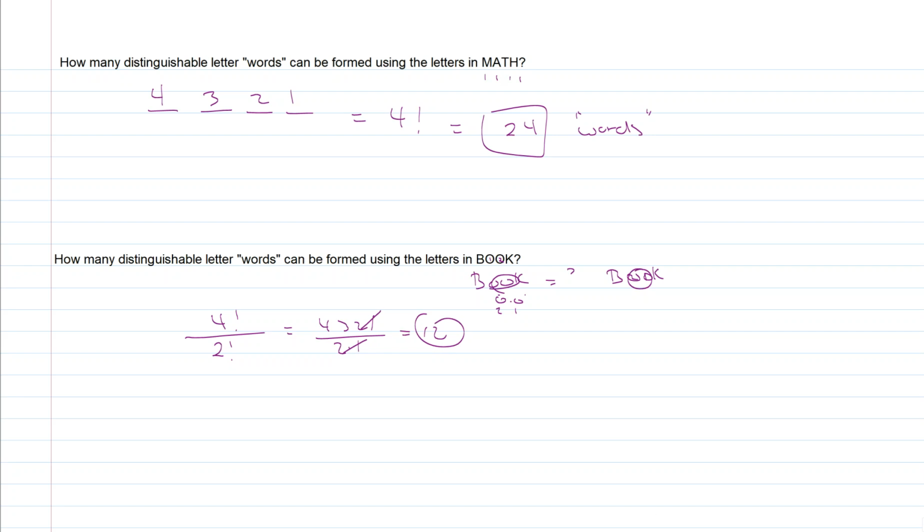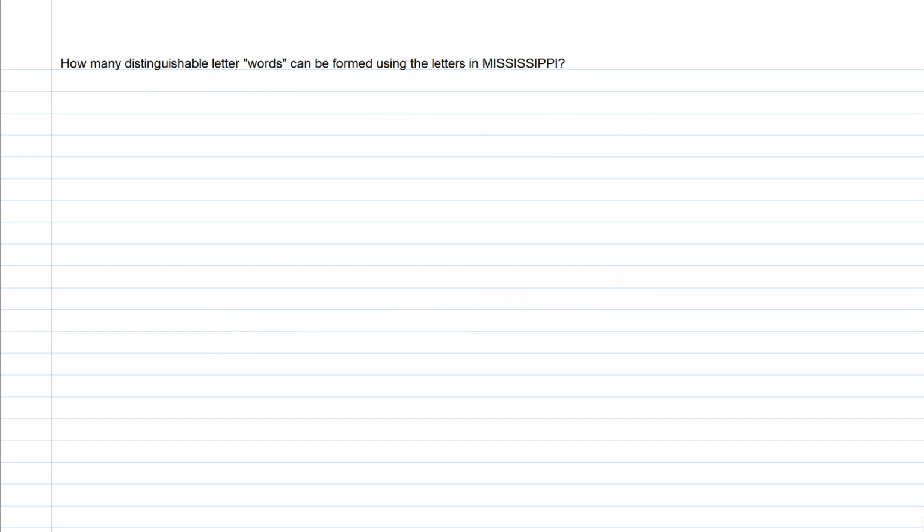Okay, so now let's go ahead and look at this one, Mississippi. So again, how many distinguishable words can be formed using these letters? So the key is to figure out how many repeats we have so that we can omit those. So if you notice with M, I've got 1 M. With I, I have 1, 2, 3, 4 I's. S, there are 4 S's. There are 2 P's, and I've got all the letters accounted for.